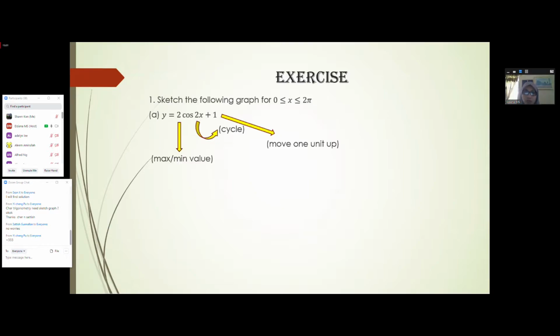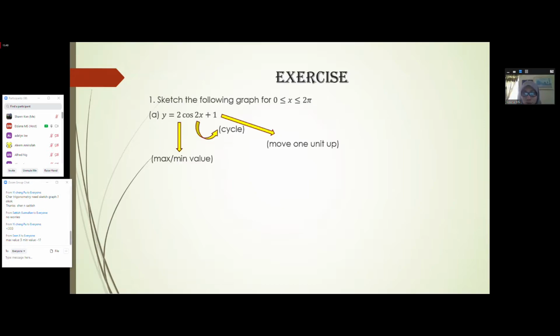Later I will explain how the marks will be given to you in the exam. Try how to get 2 cos 2x plus 1. You try first, then compare your answer with my answer. Maximum value 3 or minimum value -1 after you did all the changes. Yeah, correct, Sean.